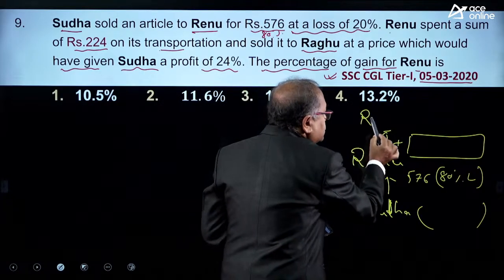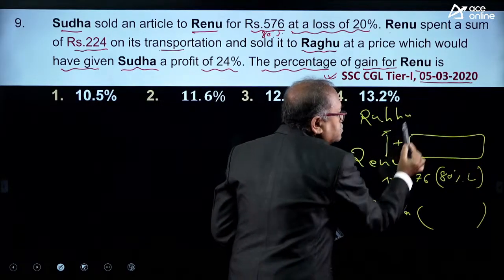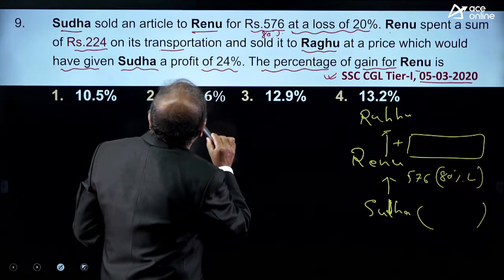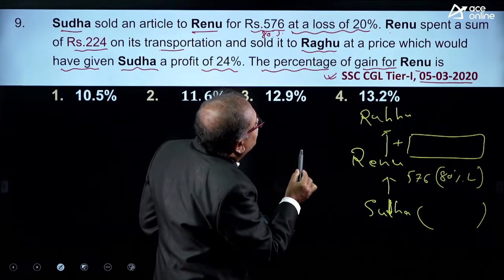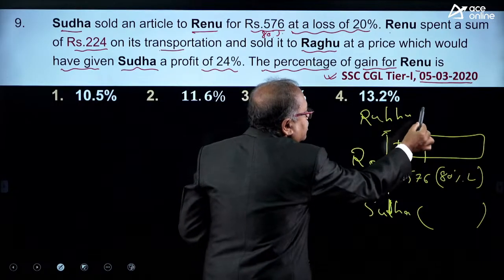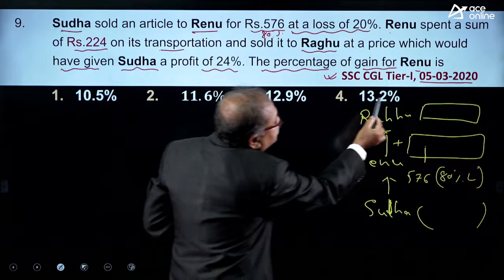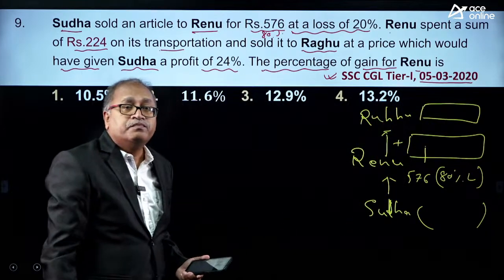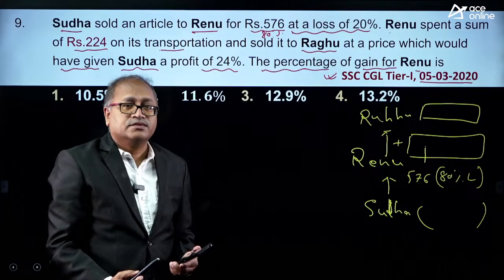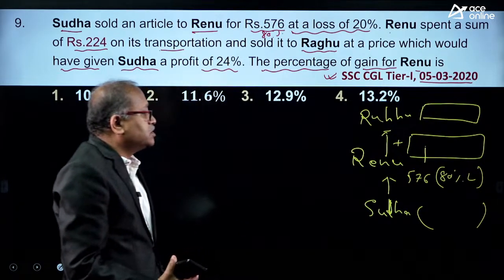And to whom does he sell? He sells to Raghu. Transportation and sold to Raghu at a price would have been. So what price Raghu has purchased at, you need to work out. The percentage gain to Renu. Hope you are understanding it. Your 30 seconds starts now.